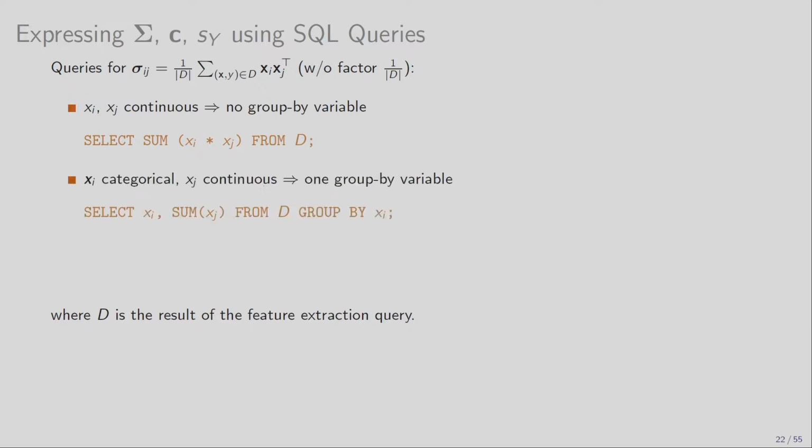Then, in case xi is categorical and xj is continuous, xi becomes a free variable. In SQL terminology, this is a group by. You group by xi, and for each distinct xi value, you compute a sum over xj from the same join. And in case both of them are categorical, then both are free, that is, group by, and you compute a count, the frequency of that particular combination of categories for xi and xj.